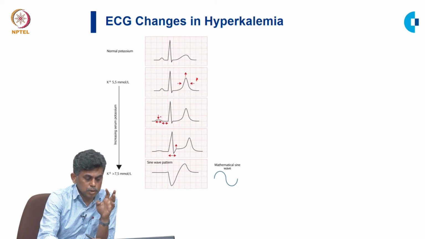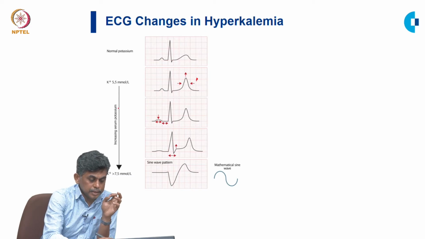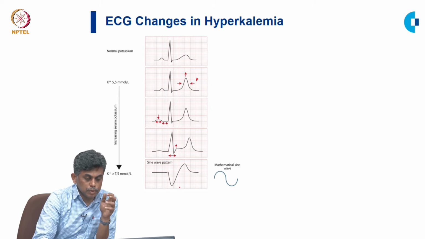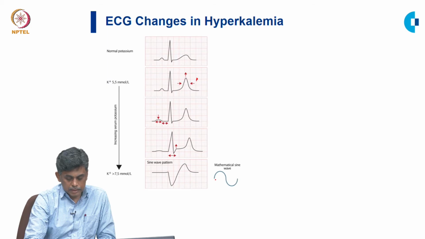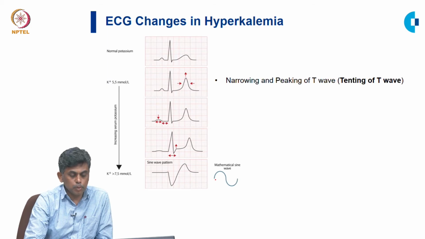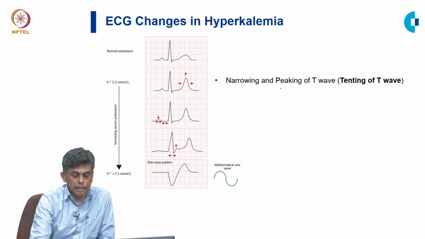Then some changes also occur in the P wave, some changes occur in the PR segment, and then some changes occur in the QRS complex. And as the potassium increases, we see very dramatic changes in the ECG. So, we are going to see these ECG changes in order. First, the problem will be in the T wave. There is narrowing and peaking of the T wave. This is also called tenting of the T wave.